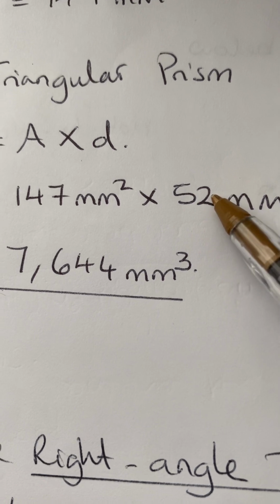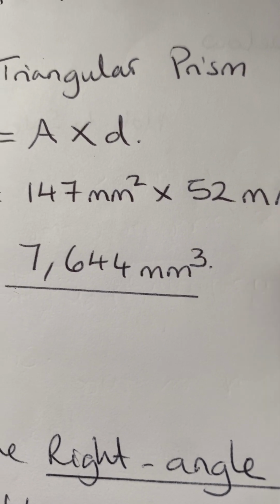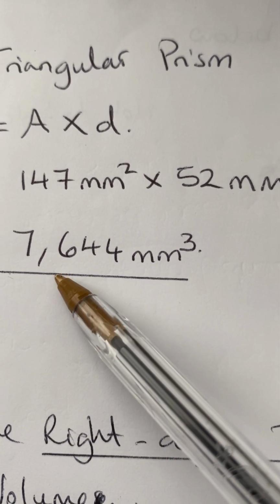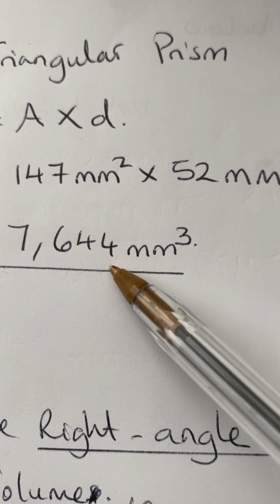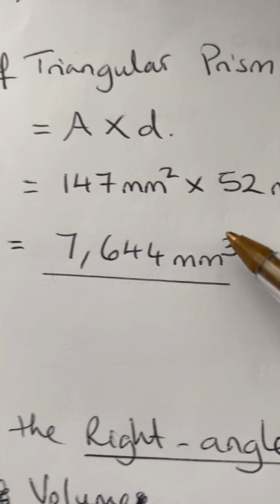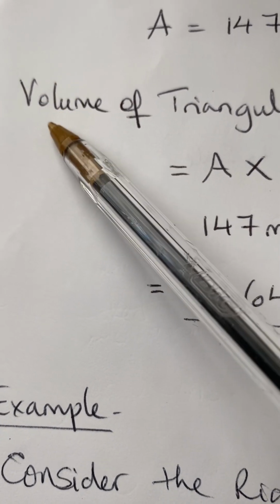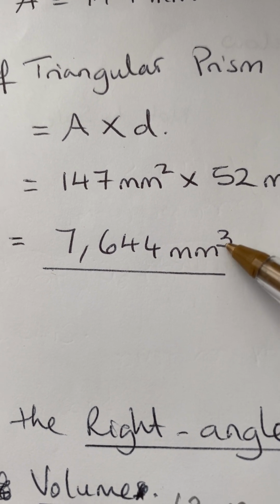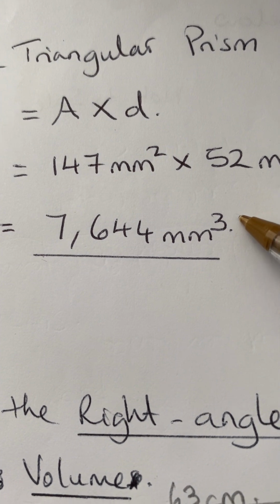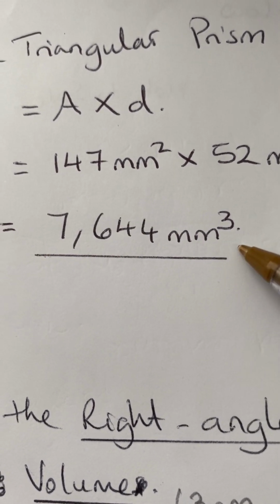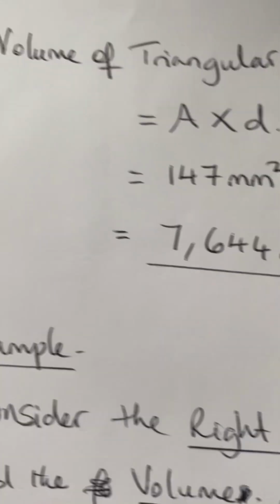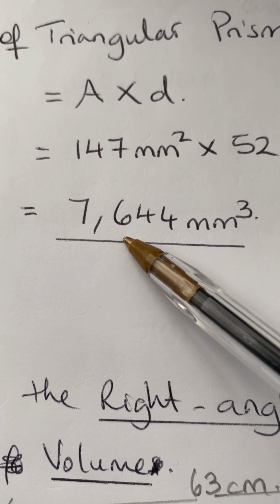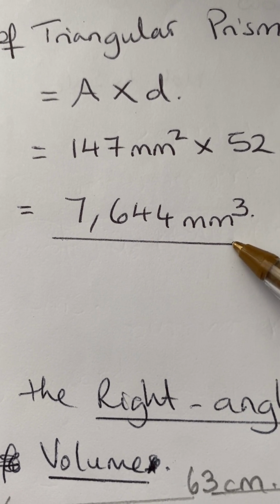We multiply that by the length, 52 millimeters. Okay, so now if you do that also on the calculator, you get 7,644 millimeter cube. Remember, it's volume. Okay, and our units have been given to us in millimeters, so our answer will be millimeter cube. Okay, don't just write the figure and leave the unit part out. Okay, so the volume of this triangular prism is 7644 millimeter cube.